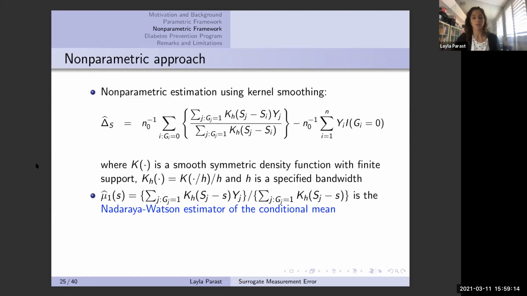A previously proposed way to estimate this non-parametrically: obviously the treatment effect, you just calculate the average in the two groups and subtract them. For the delta S, the second term is just the average in the control group, and the first term uses the Nadaraya-Watson estimator of the conditional mean to smooth over S to get that expected Y in the treatment group, assuming that the distribution of the surrogate looks like the control group.